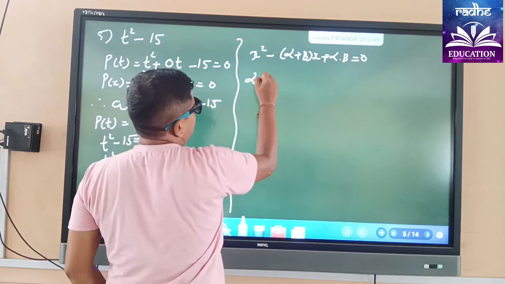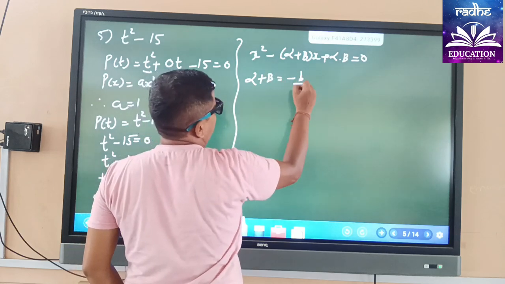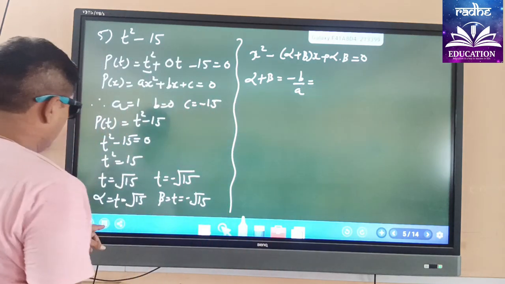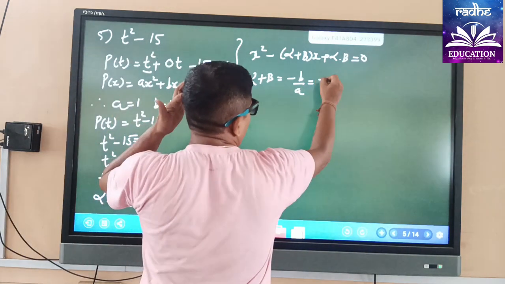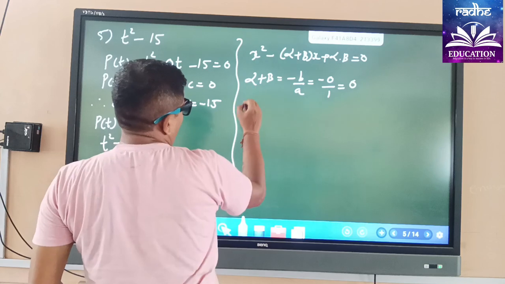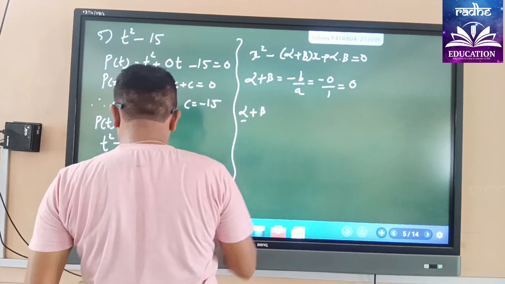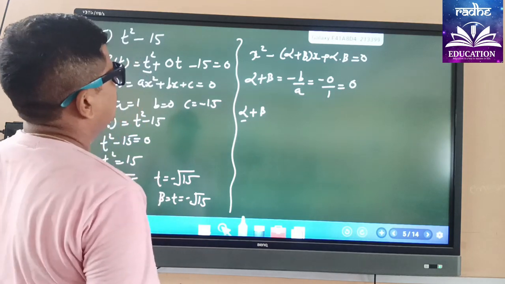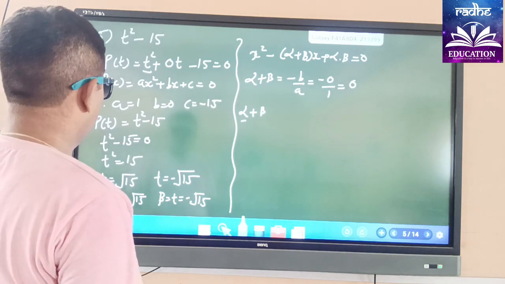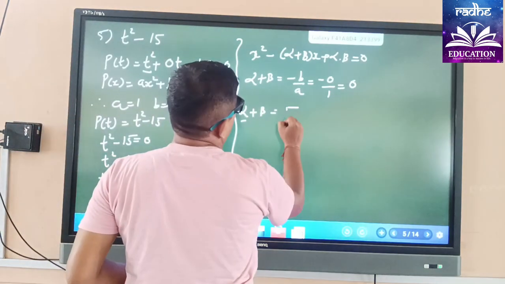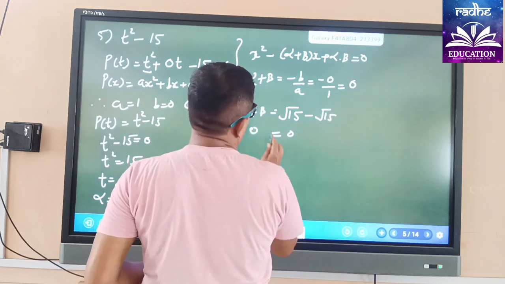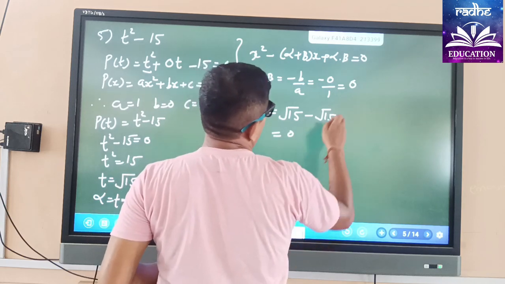We know the sum of the zeroes, that is alpha plus beta, equals minus b upon a. Okay, we will verify both ways. What is the value of b given? b is 0 and the value of a is given 1. Now we will verify by alpha plus beta. What is the value of alpha we got here? Alpha is root 15 and beta is minus root 15. Again we get 0. Okay, so we can verify this.